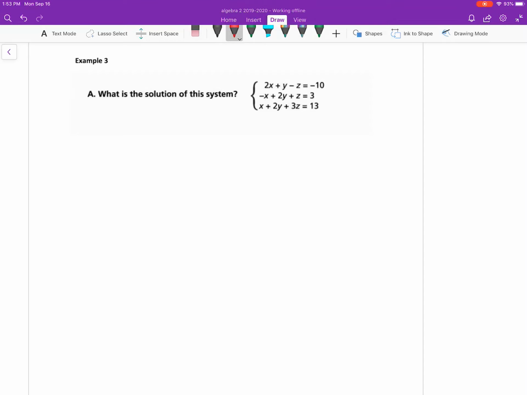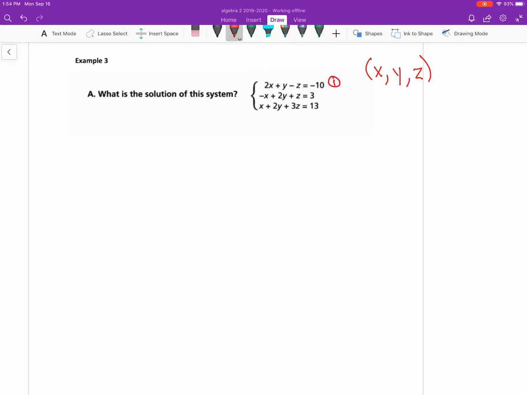Okay, example number 3. What do you do when you have 3 variables and 3 equations? Well, this is a certain type of system of equations that will have a solution set in terms of x, comma, y, comma, z. So instead of an ordered pair, it will be an ordered triple. And there is a certain way I like to do these equations to make your life easier.